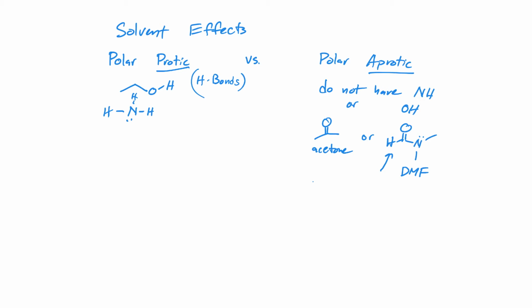And scientists have found that polar aprotic give a faster rate for SN2 reactions. And you can check out the table of rates in your textbook. I'm not going to reproduce that here, but let's go to the next slide and discuss a little bit about why we might get a faster rate with a polar aprotic solvent.